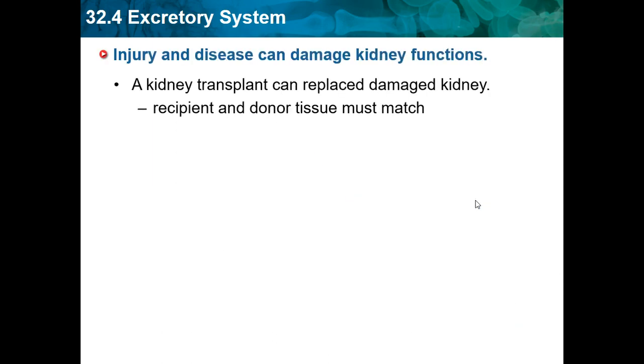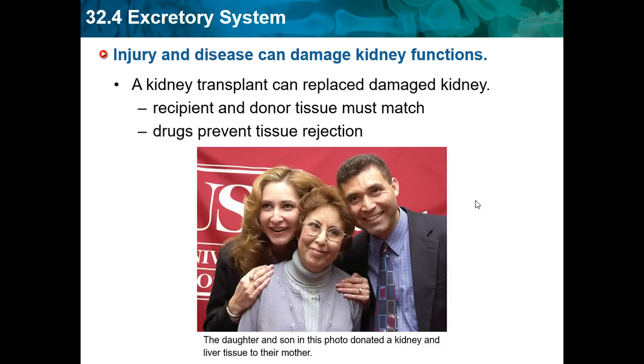Injury and disease cause damaged kidney functions. A kidney transplant can replace damaged kidneys. As you probably know, we have two kidneys, and if one is damaged or not working, we can survive on one, but you cannot survive on no kidneys because then there would be nothing to filter your blood. So you can get a donor kidney, and drugs prevent tissue rejection.